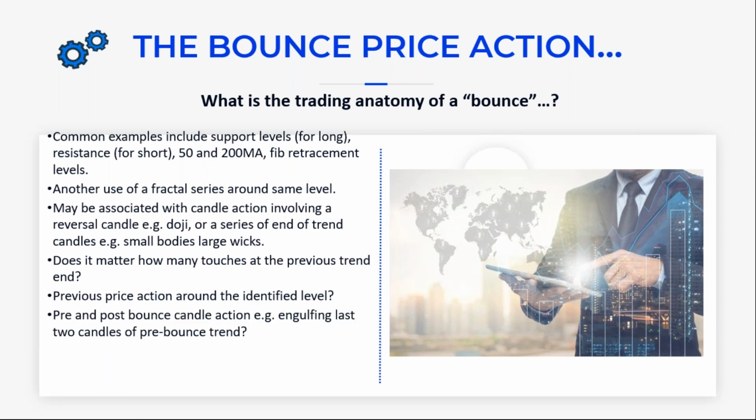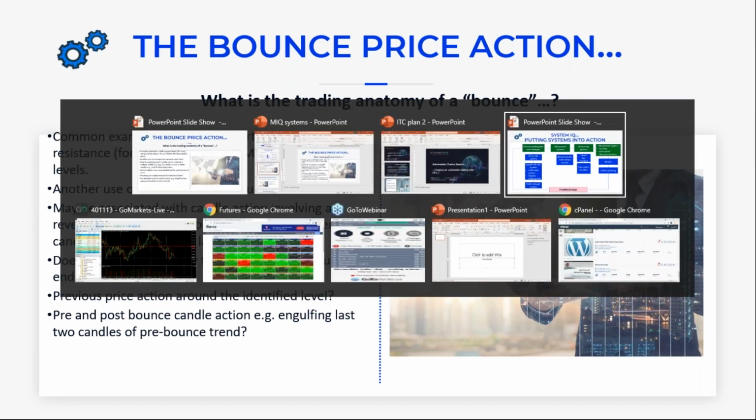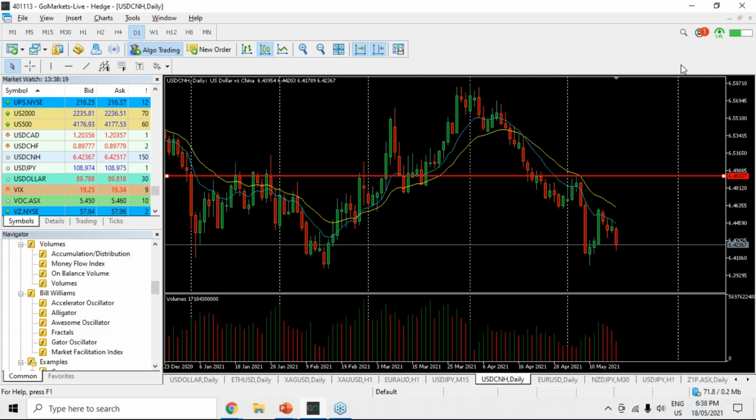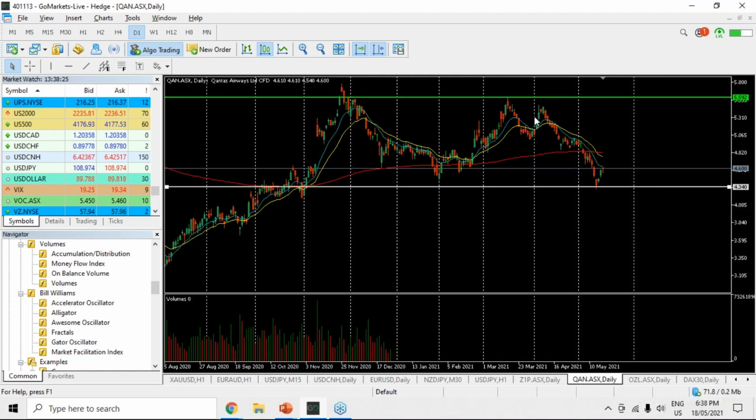We're wanting to look at the pre and post bounce candle action. So we're wanting to see the new trend, i.e. the bounce, engulfing the last candles of the previous. If we look for examples of that, there's a couple of share CFDs actually looking like that at the moment. Qantas could be one of them.